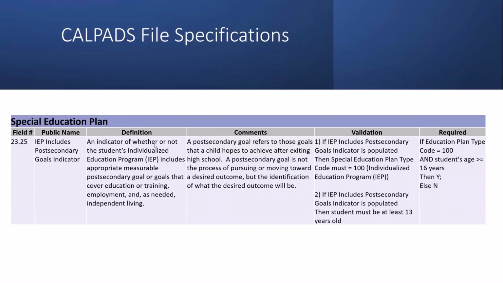Oftentimes the student may not have post-secondary goals in their IEP yet, and we feel like not populating the field is appropriate, but it's not. It has to be yes or no, indicating whether or not. They're not necessarily looking for the post-secondary goals. They just want to know if this 16-year-old student has the goals or not. So the file specification gives us further clarity.